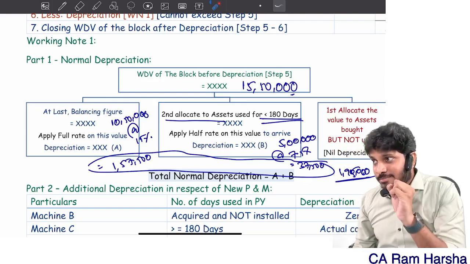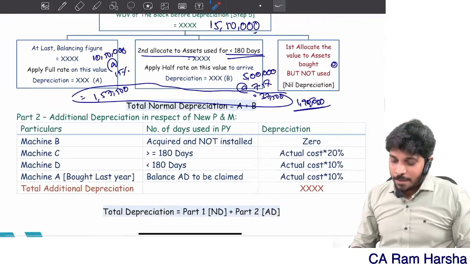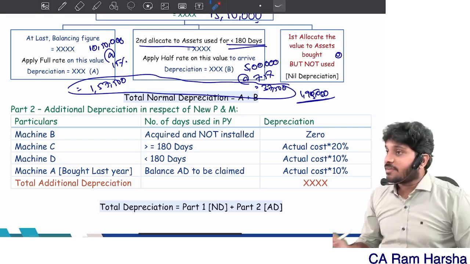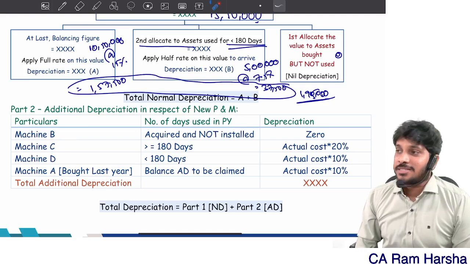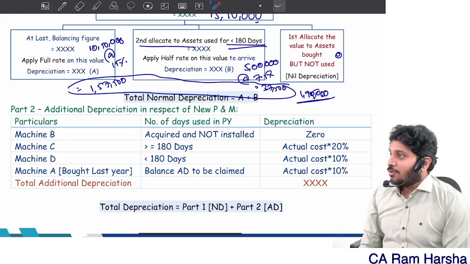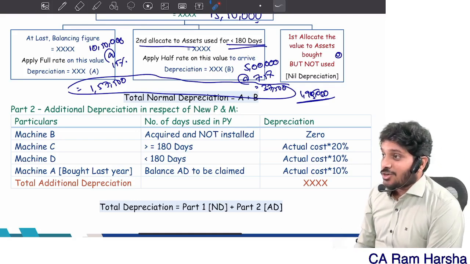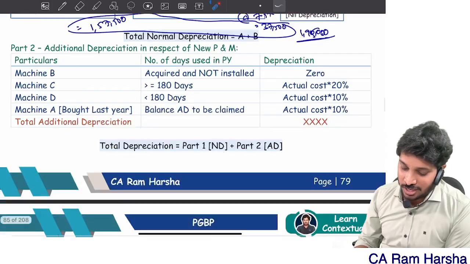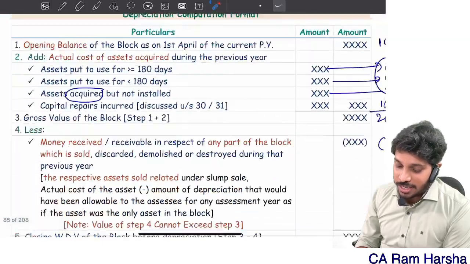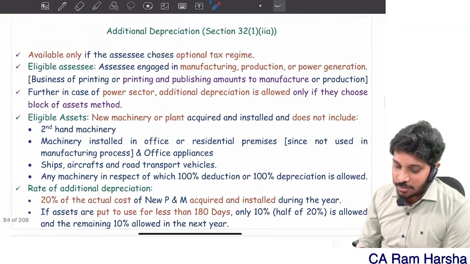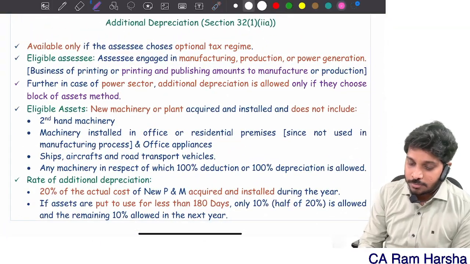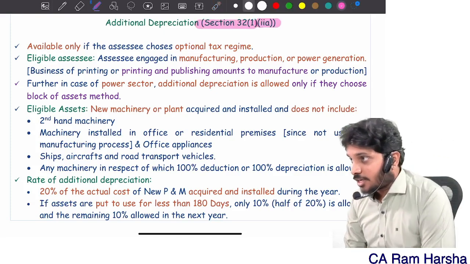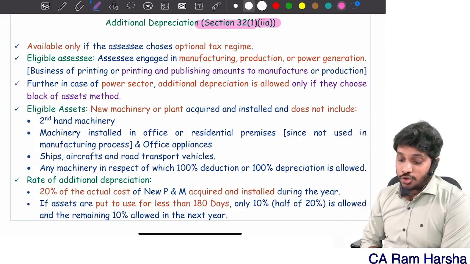Anyway, it comes in the exam. Yes, very good. Now this is normal depreciation computation. Right now, whatever we discussed is what? Normal depreciation computation. Now we have another depreciation called additional depreciation. What is additional depreciation? You can see here, it is there right before this: section 32 subsection 1 clause 2a.